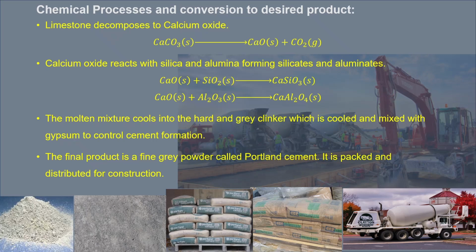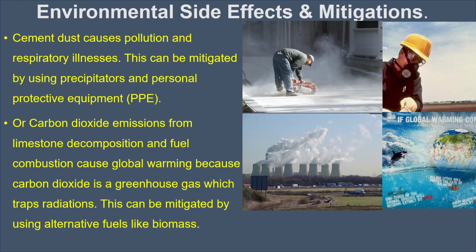Cement is very good in building, however it has side effects, and they include cement dust, which causes air pollution and respiratory illnesses. Like the person on the right there is working without protection and is liable to getting respiratory illnesses. This can be mitigated by using personal protective equipment, like the person on your rightmost there is having protective equipment which protects him from the cement dust and the pollution.